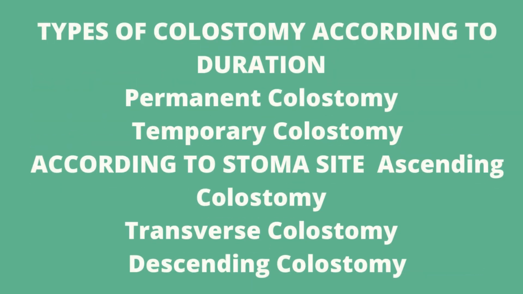Next we will see the types of colostomy. There are different types of colostomy we perform on those patients who are not able to evacuate their own fecal matter, because of congenital anomalies or some disease condition. So in that condition there are different types of colostomy we perform. According to duration, there is a permanent and a temporary colostomy. Permanent colostomy means it is not expected to be closed in the future.